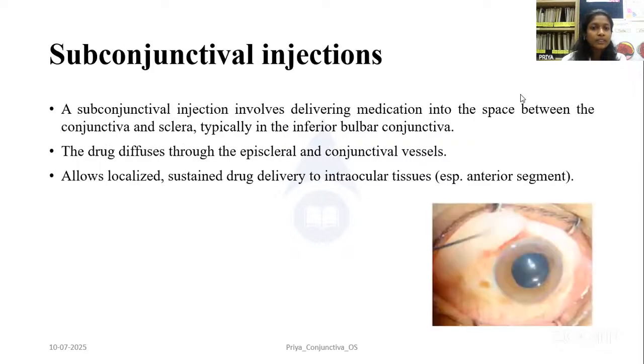Subconjunctival injection. Subconjunctival injection involves delivering medication into the space between the conjunctiva and sclera, typically in the inferior bulbar conjunctiva. The drug diffuses through the episcleral and conjunctival vessels, allowing localized, sustained drug delivery to intraocular tissue. Example: anterior chamber.